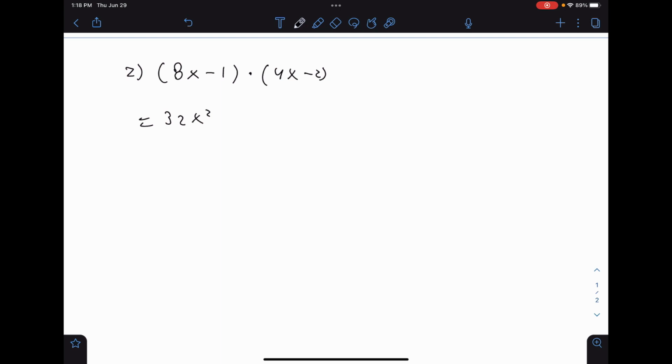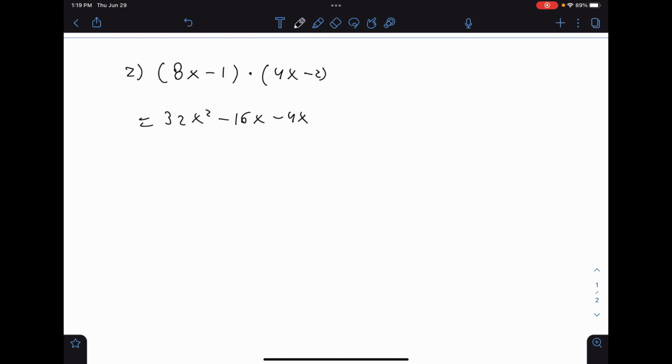Now we move on to the next term. We have 8x times negative 2. Positive times negative is negative. Negative overpowers it, right? 8x times negative 2, that's a negative 16x. Now we're done with 8x. Great, we move on to the next term in the first binomial, negative 1. Negative 1 times 4x, that's a negative times a positive, so we have a negative 4x, and now we have negative 1 times negative 2.